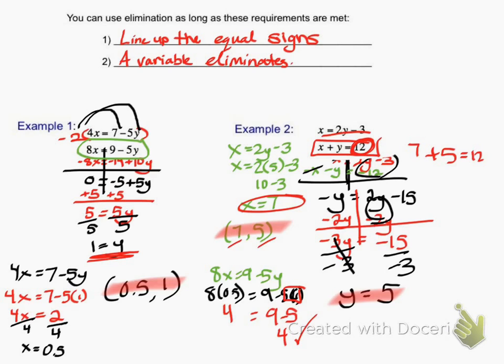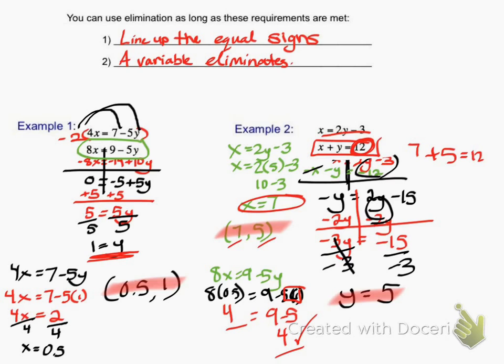So the beauty of systems is you can check your work. And I bet if you were on a test and you checked your work, you might be able to find any mistakes you made. If you get something that is not true, if these two sides were not equal to 4, like they are here, then I know I made a mistake. So check that work. It's worth it on a test.